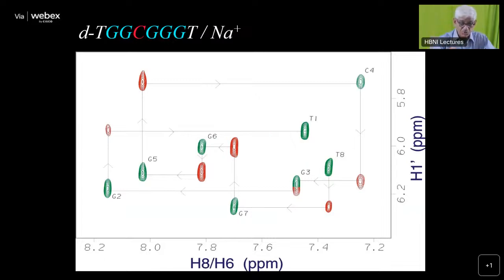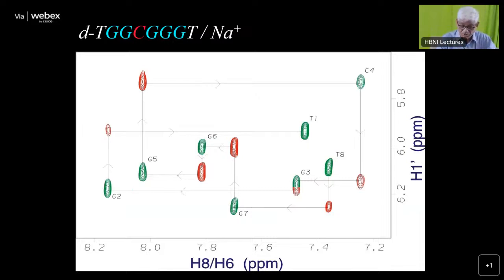From the T1 you go horizontally, you identify the base which is producing a sequential peak to this. A sequential peak to T1 means it is the next nucleotide, therefore it must be G2. This is the G2 to T1 sequential peak. And what is this peak, the green one? This is the self peak of G2, so G2 H8 to its own H1'.